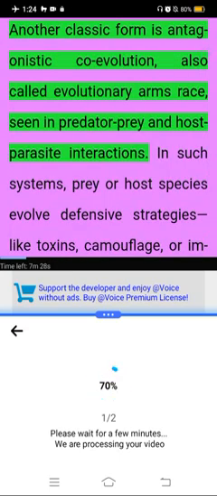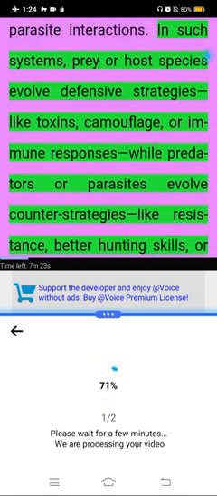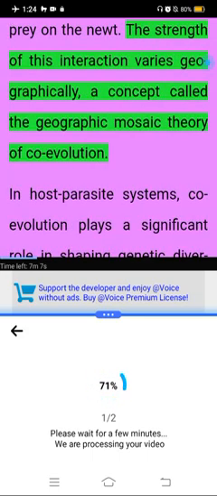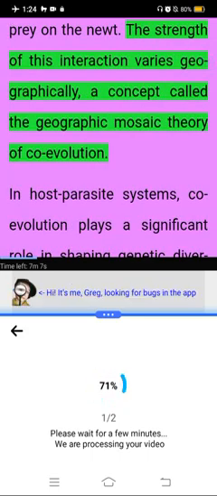Another classic form is antagonistic coevolution, also called an evolutionary arms race, seen in predator-prey and host-parasite interactions. In such systems, prey or host species evolve defensive strategies, like toxins, camouflage, or immune responses, while predators or parasites evolve counter-strategies, like resistance, better hunting skills, or immune suppression. For example, the rough-skinned newt produces tetrodotoxin (TTX), a potent neurotoxin, while some garter snake populations have evolved resistance to TTX, thus maintaining their ability to prey on the newt. The strength of this interaction varies geographically, a concept called the geographic mosaic theory of coevolution.